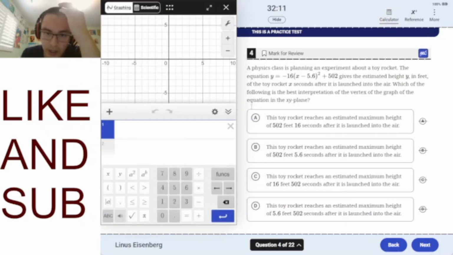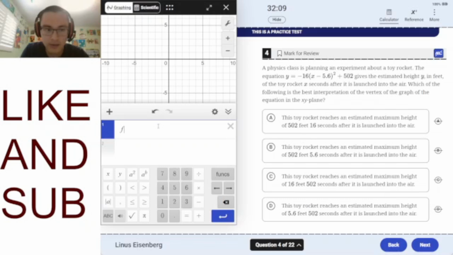So we can be intelligent, and we're gonna just abuse Desmos.